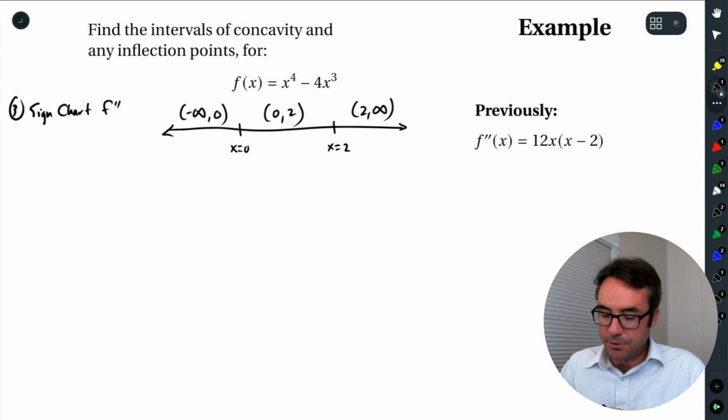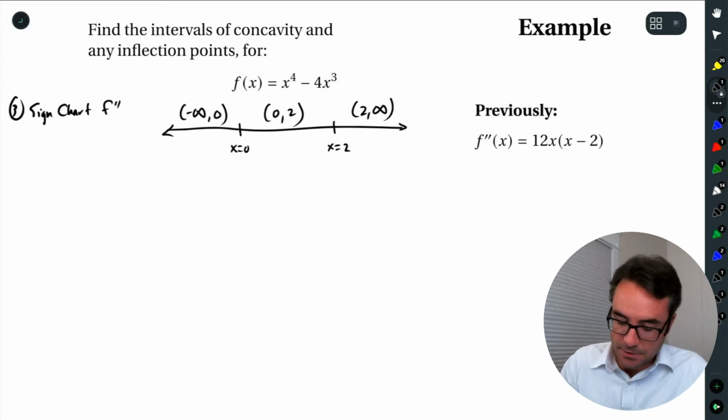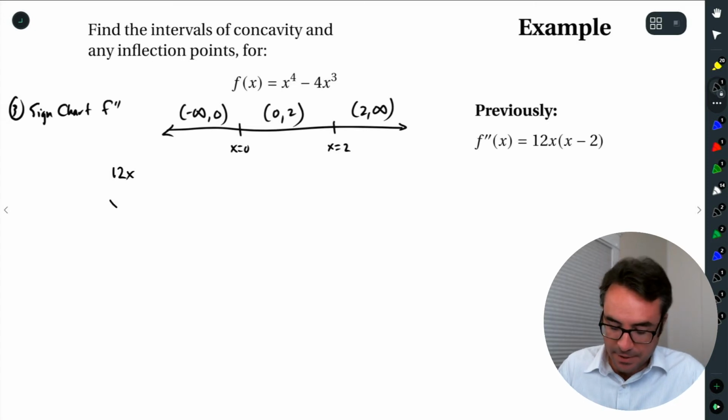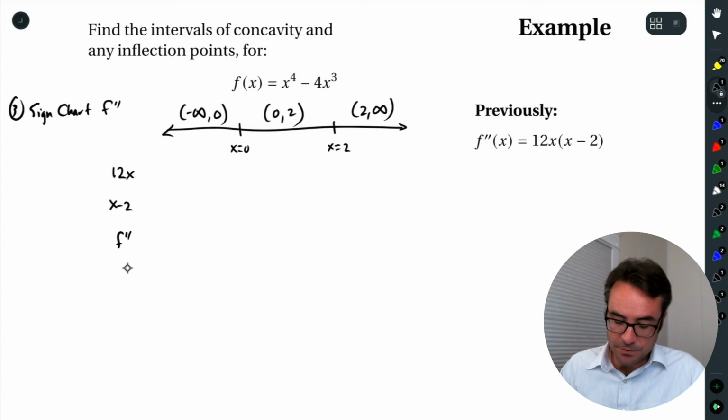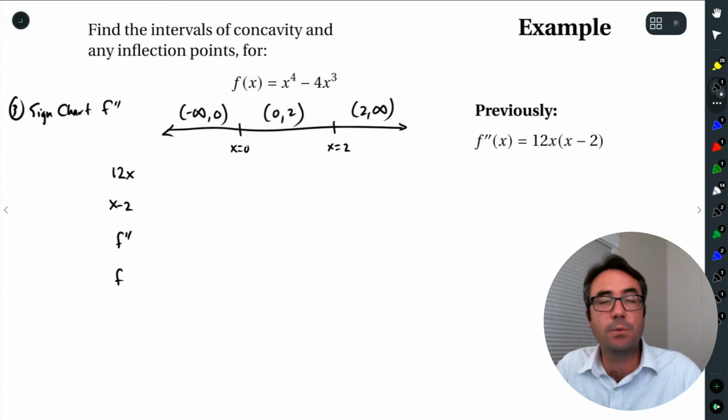And so what we're going to do is think of these as the columns. And then the rows that we're going to use are the different factors that we found for f double prime. So let's just list our different factors here. We have 12x, we have x minus 2, and then that's everything. So we're going to use that to figure out what the sign of f double prime is, and then we'll use that information eventually to figure out, well, what is the concavity of f?